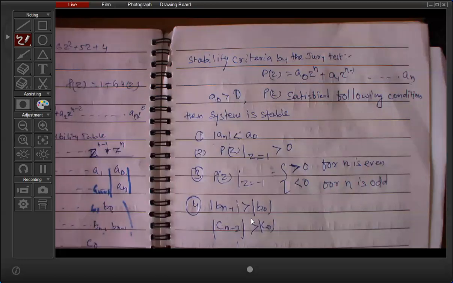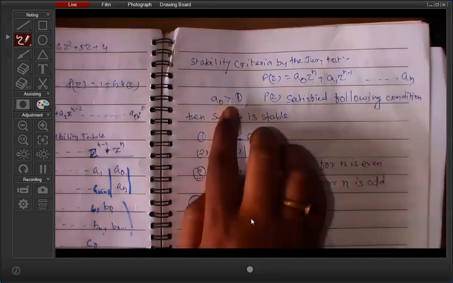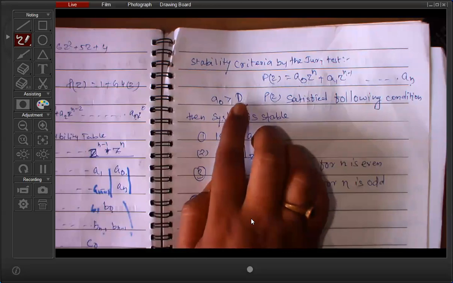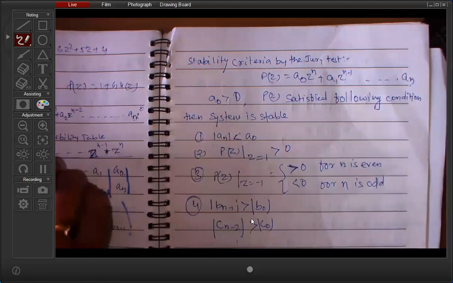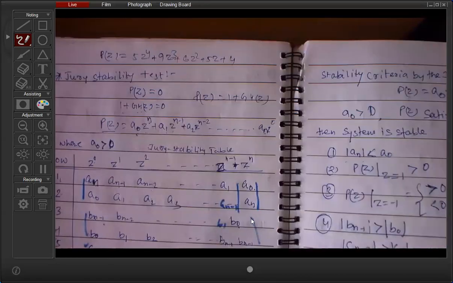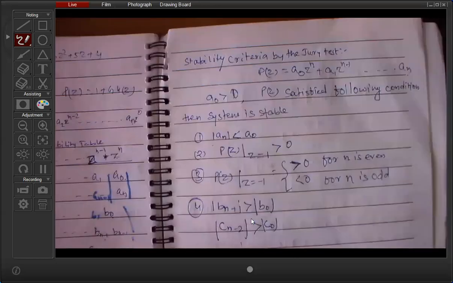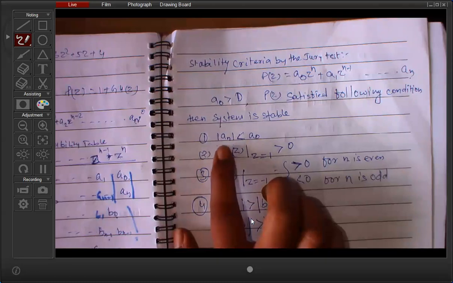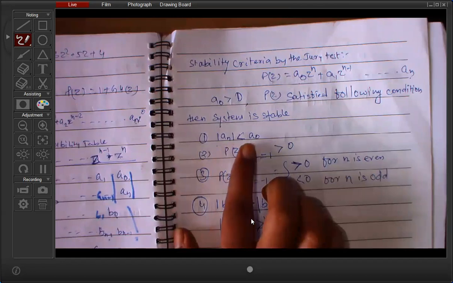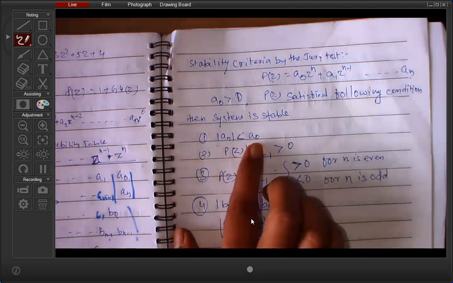When you complete the Jury stability table, then according to the Jury stability test, for any system to be stable, the first condition is a naught must be greater than 0. That means a0, the coefficient of z to the power n, must be greater than 0. The second condition for stability is that the magnitude of an must be less than a naught.